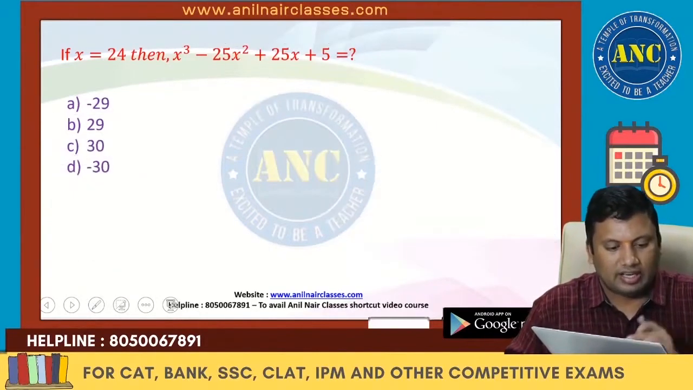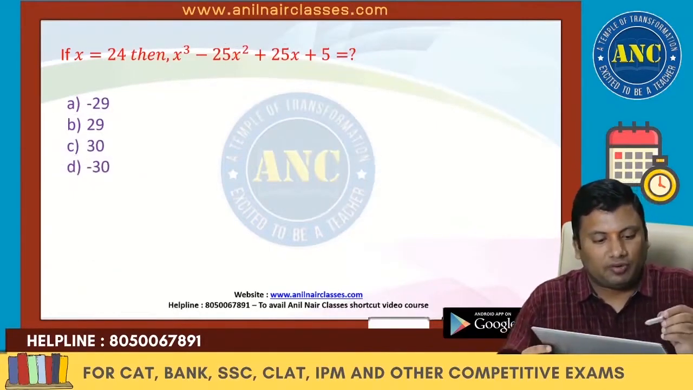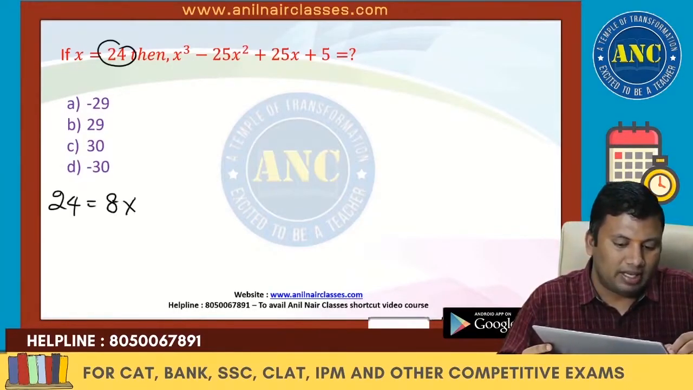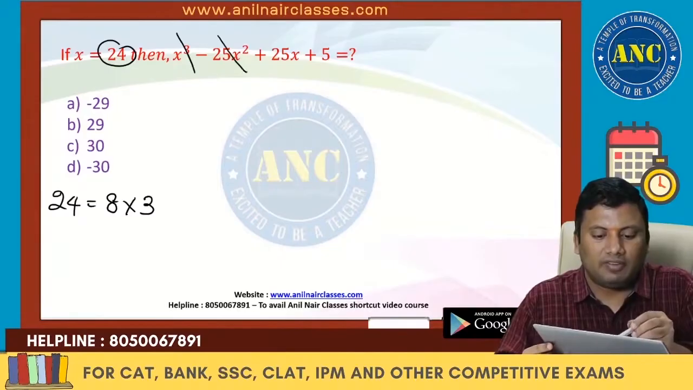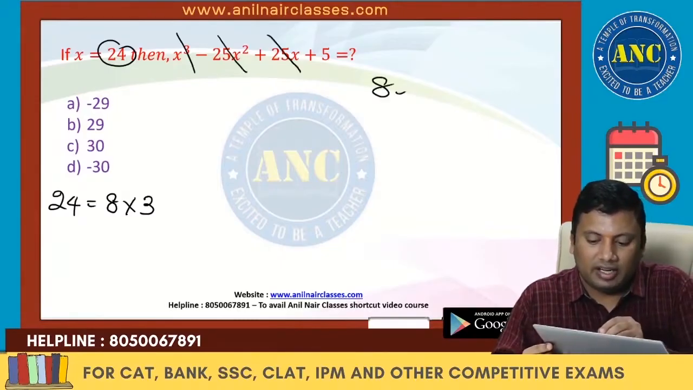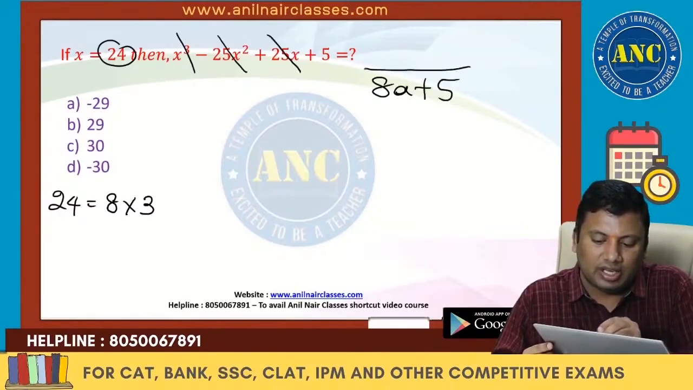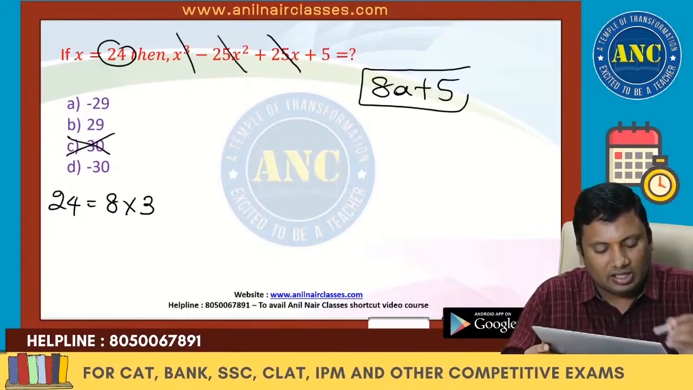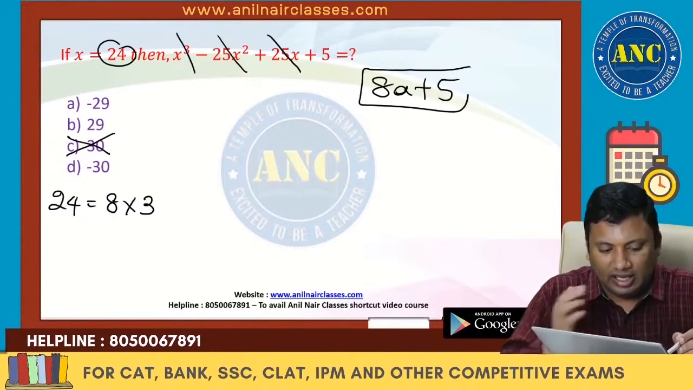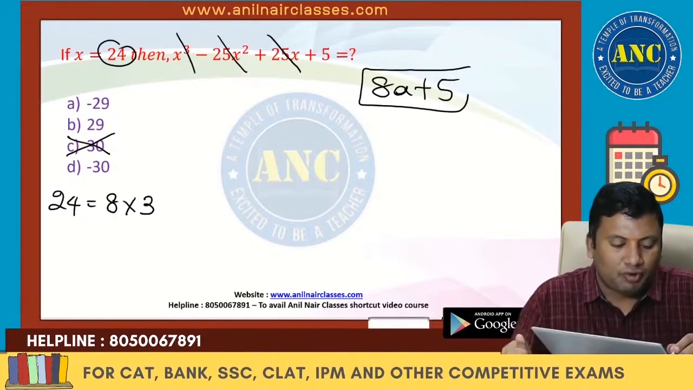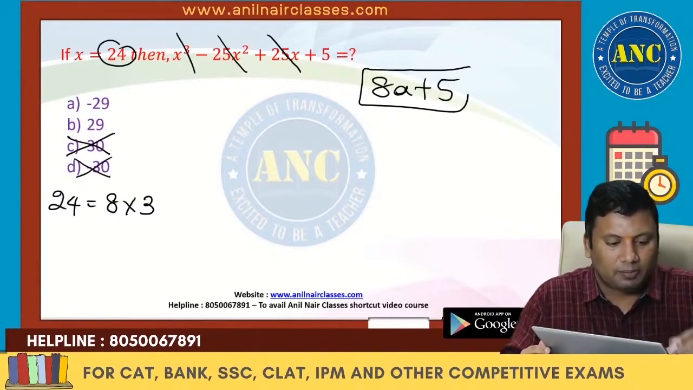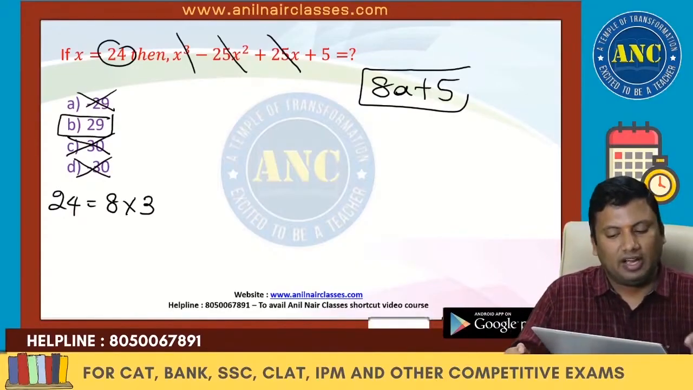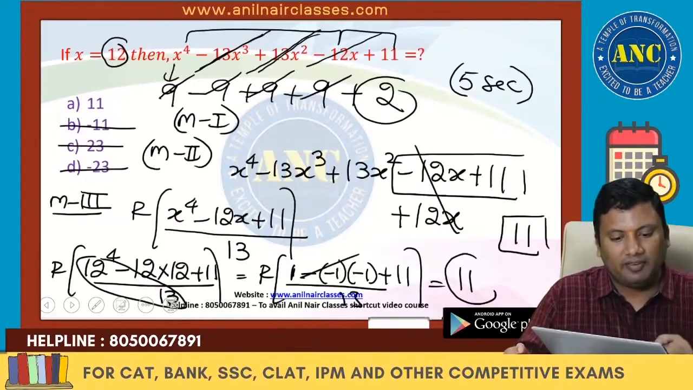Now see here, sir. 24 is divisible by 8 into 3. All are divisible by 8. Answer when divided by 8 gives a remainder 5. 30 is not possible. 8 fours are 32, so it is not possible. 8 into 3 plus 5. That also can be done very, very fast.